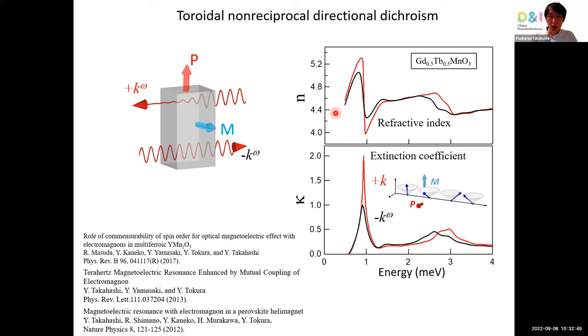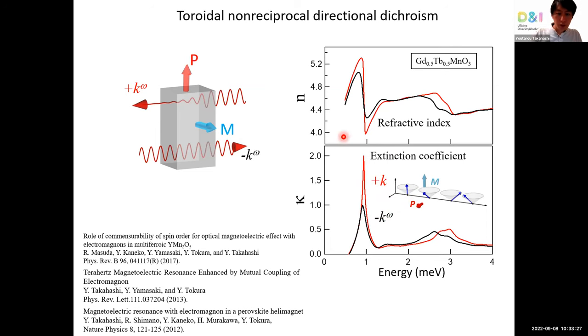Here are the optical spectra of the perovskite manganite. We observe non-reciprocal directional dichroism. This means this is the optical diode effect. The optical absorption strongly depends on the momentum of the photon. With a sign change of the momentum of the photon, the optical response changes. We observe large directional dichroism in these spin structures.